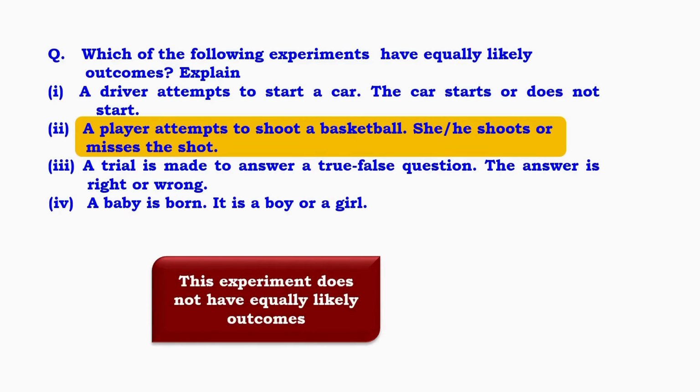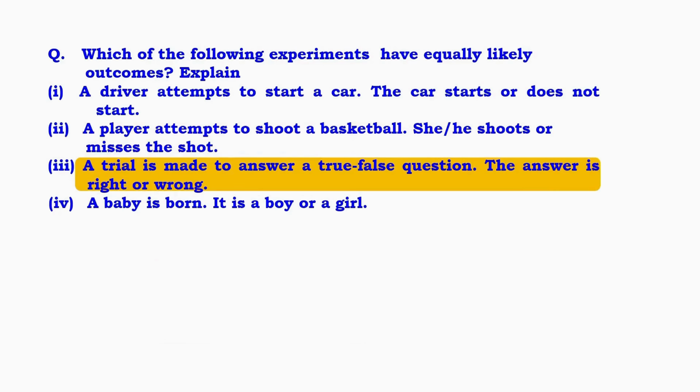If he's a new learner, then the chance of missing the shot is very likely. If he's an expert, then the chance of making the basket is very likely. So here it depends on the ability of the player, and that's why this experiment does not have equally likely outcomes.